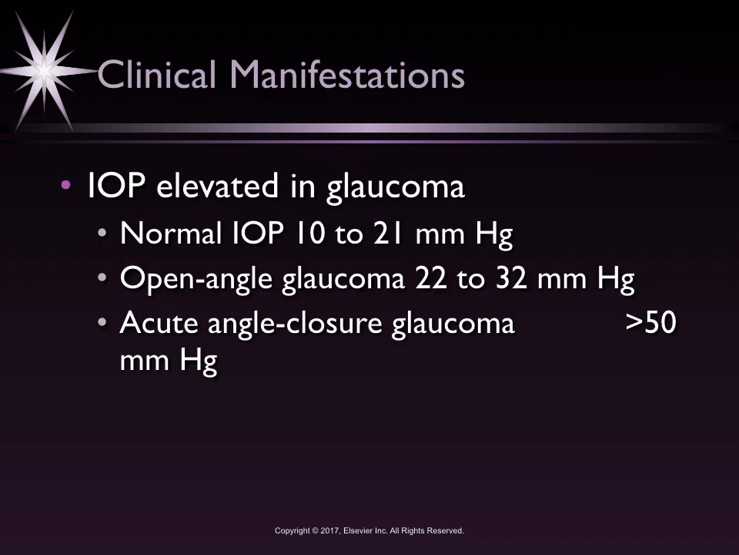So when we look at the clinical manifestations of glaucoma, we see the intraocular pressure is elevated. Remember, normal IOP is between 10 to 21. And in open angle glaucoma, we see pressures going up in the ranges of 22 to 32 millimeters of mercury. And in acute angle closure glaucoma, it's more than 50 millimeters of mercury.